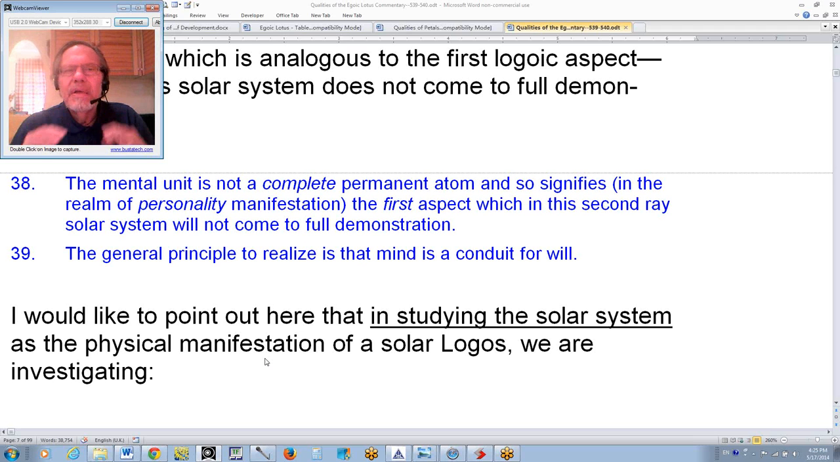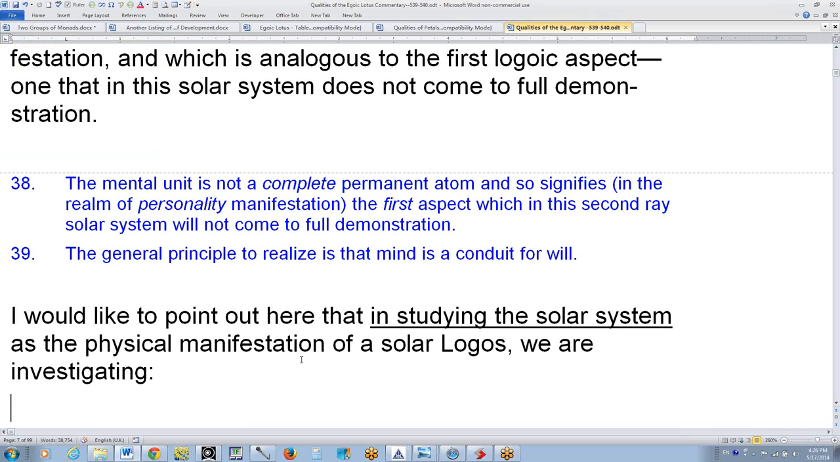But when we separate the personality from the higher triad and from the Egoic Lotus, we have another type of structure in which mind takes the place of the first aspect. And so the mental unit is the creator of the lower mental body, creator of what we call mind and the personality, and hence it represents the first aspect, the astral body, astral permanent atom, second aspect, and the physical permanent atom, which is really etheric, of course, the third aspect.